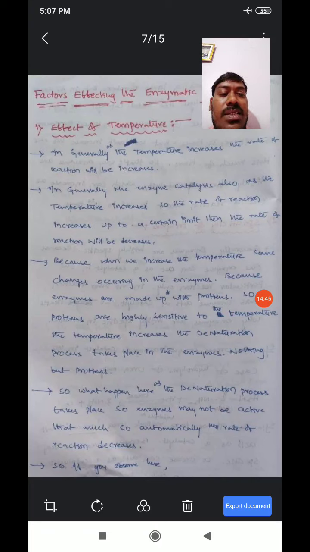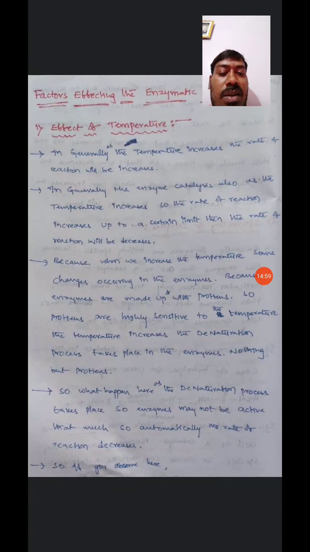Generally, enzyme catalysis also increases as the temperature increases, so the rate of reaction will increase up to a certain limit, and after that the rate of reaction will decrease, because when we increase the temperature, some changes occur in the enzymes. Enzymes are made up of proteins, and proteins are highly sensitive to the temperature.